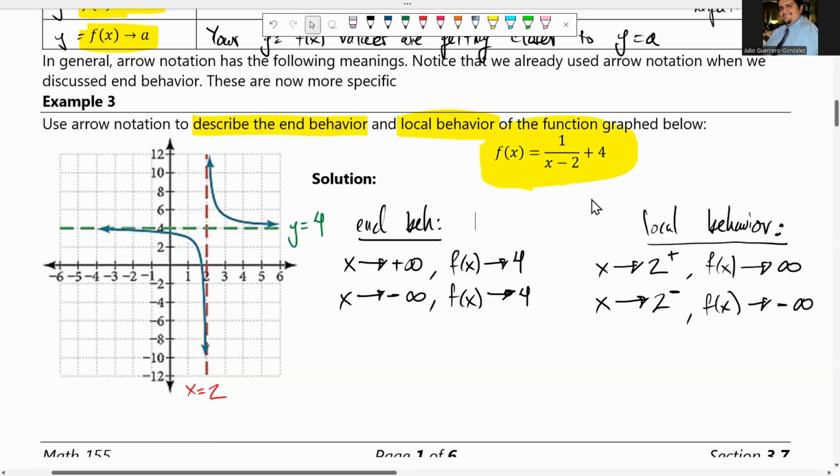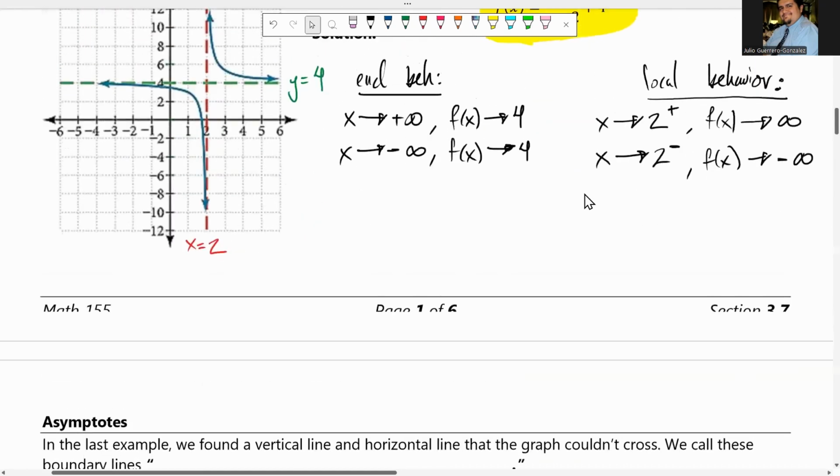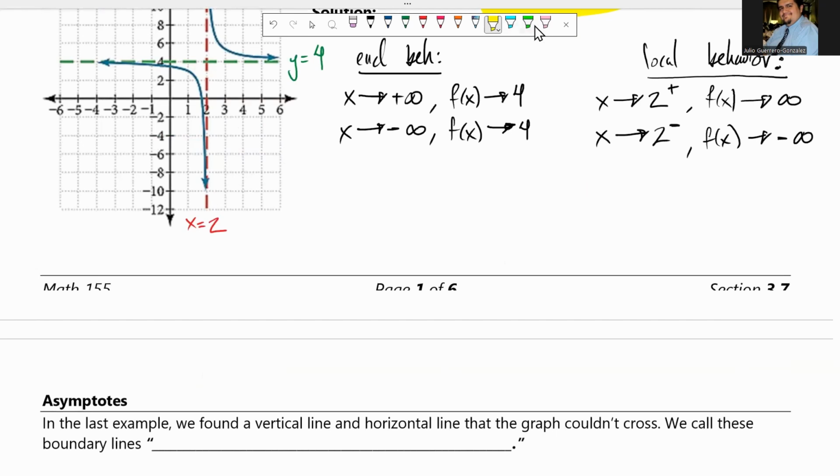Okay, before we move on, you remember that there was the red line right here, and then we had that green line that went across. They actually have specific names. They're boundary lines, and the name we give them is asymptotes. They're essentially lines that the function gets really, really close to but never crosses. Does that make sense?